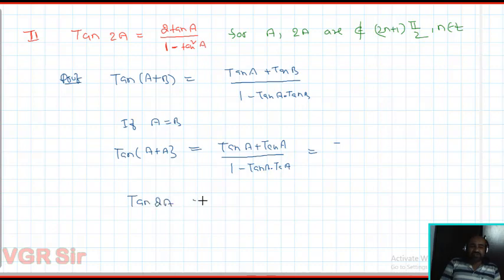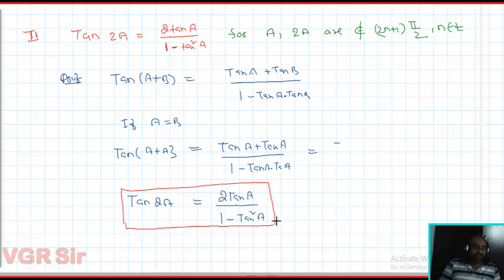Tan 2a is equal to tan a plus tan a, just like x plus x, 2x, so 2 tan a by 1 minus tan a into tan a, just like x into x, x square, means tan square a. So this is the formula for tan 2a. But the important thing is this conditional result: your angle a and 2a should not be in the form of (2n+1)π/2.